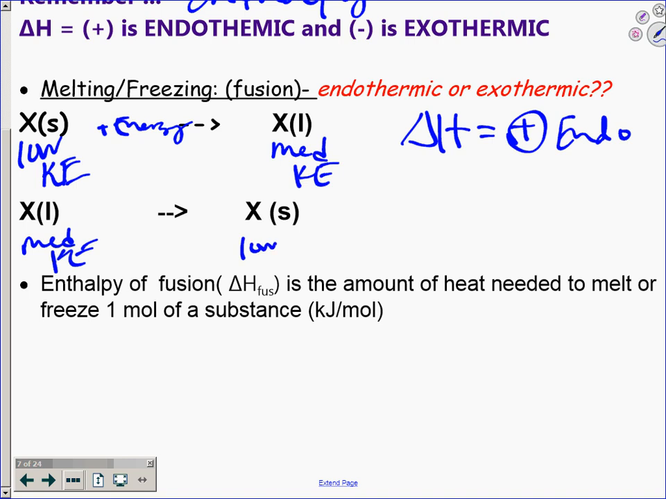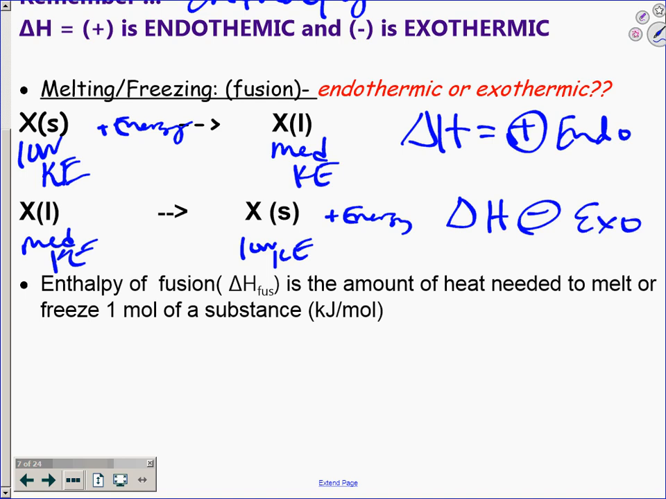Low. Okay, so how would one get from medium to low kinetic energy? So take away energy. So energy in or energy out? Out. So I'm going to put energy over here as if it were being released as a product. So would that delta H be positive or negative? Negative, and we're going to call that exothermic.